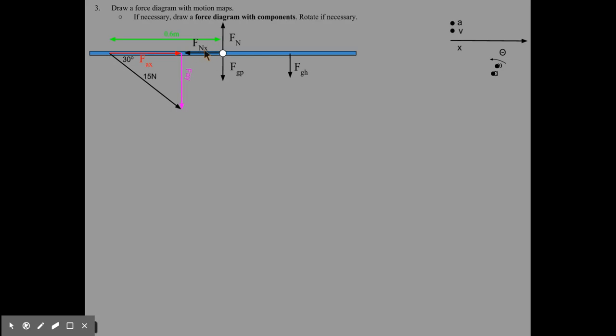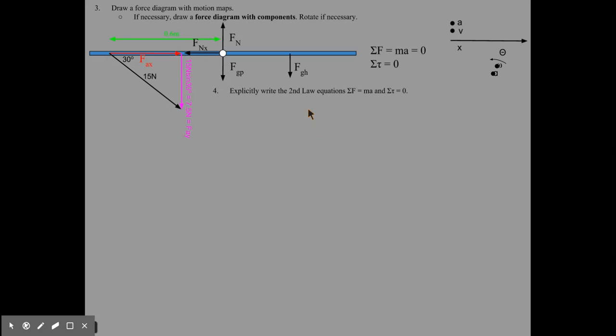Now, I said I would explain this horizontal normal force. This horizontal normal force is there because it has to balance out this horizontal component of the applied force. If there was no normal force horizontally, this FAX would cause it to accelerate to the right. So those two have to balance each other out. Notice that they're obviously not to scale. FAX and FNX should be the same size if they're drawn to scale.